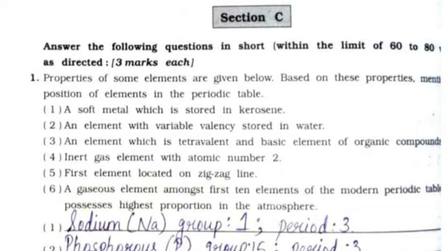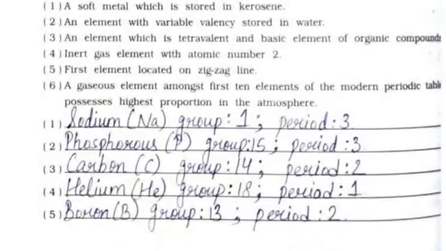Now we'll continue with section C. Answer the following questions in short. First one, properties of some elements are given below. Based on these properties, mention the position of the elements in the periodic table. So you can see the answer and complete it in your workbook.